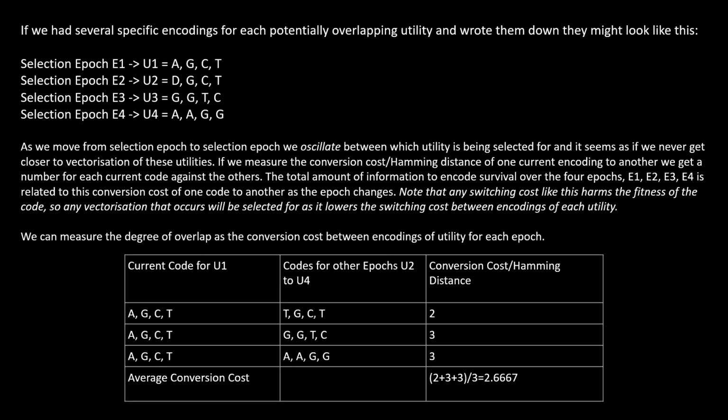that it can't switch quickly enough to the new utility in the new epoch. And we can then simply measure the Hamming distance of the different kinds of target codes that we imagine at any one point, and we get the conversion cost. And this is a drag on the fitness of the organism over these different epochs.